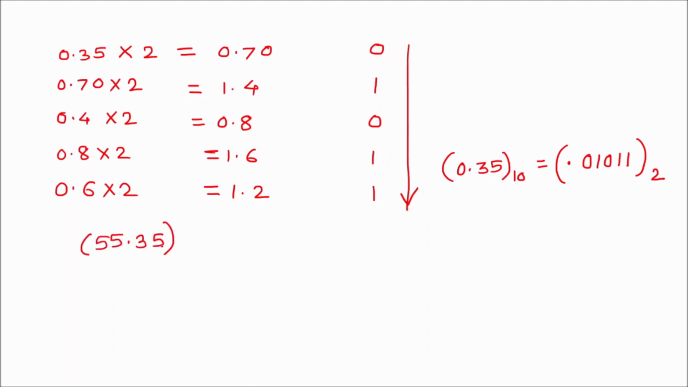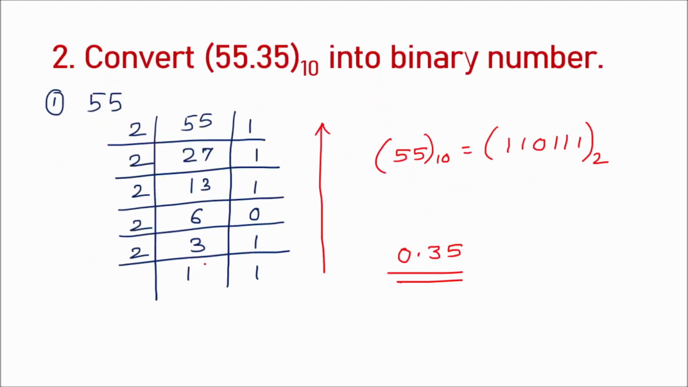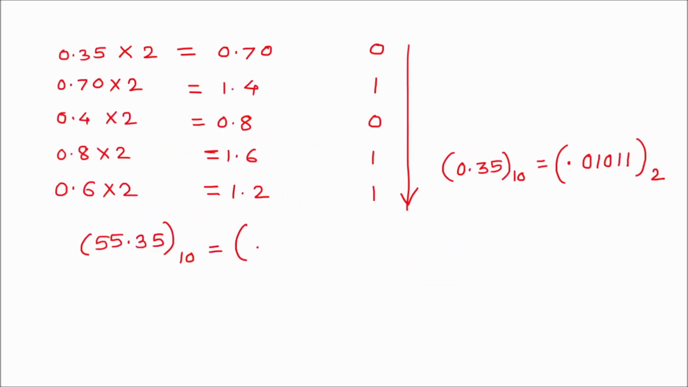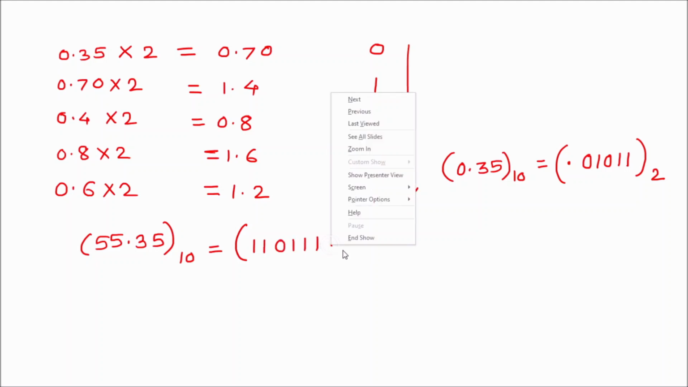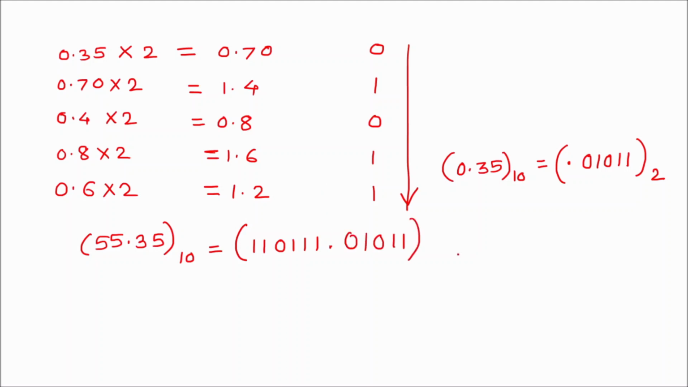55.35. Okay, this is a decimal and we have to write binary number. Now what is the binary number of 55? It is 110111. Now write down for 55, it is 110111. Then give the point. Then write down the binary of the fraction, that is nothing but 0, 1, 0, 1, 1. So this is complete binary representation of number which has integer. This is the integer part, and this is fraction part.